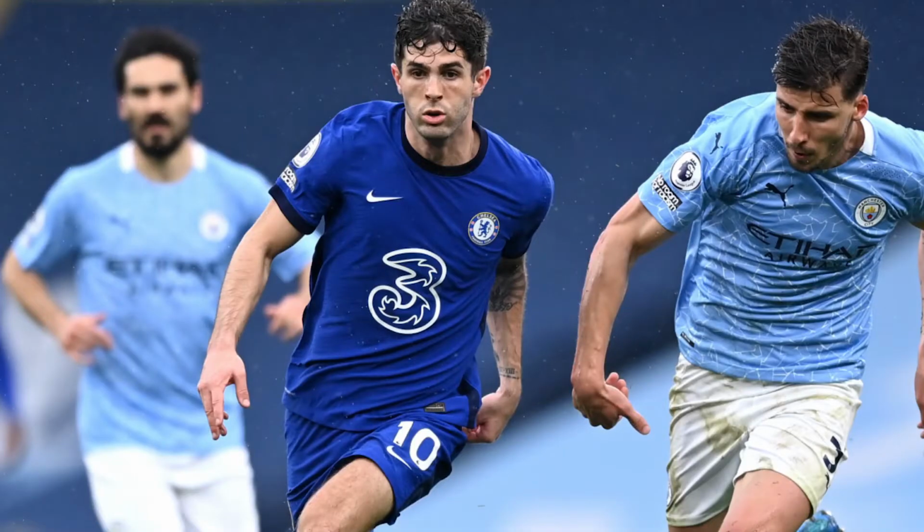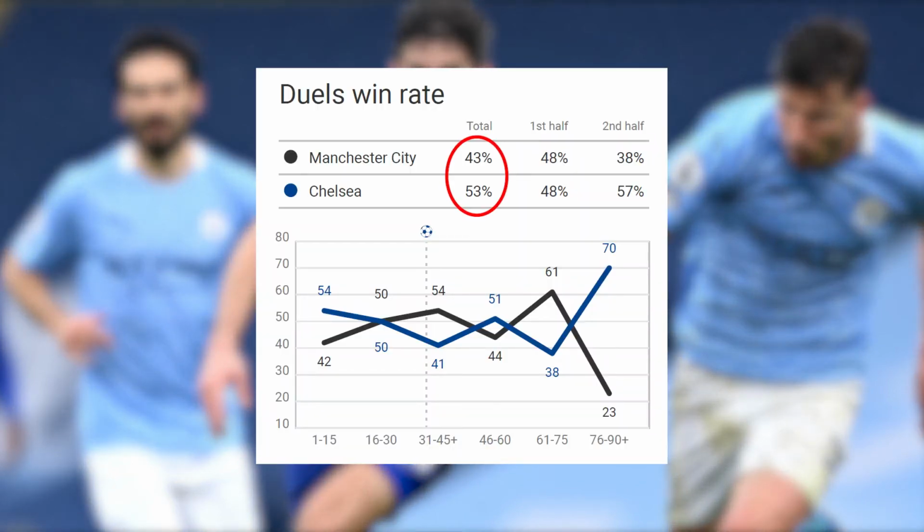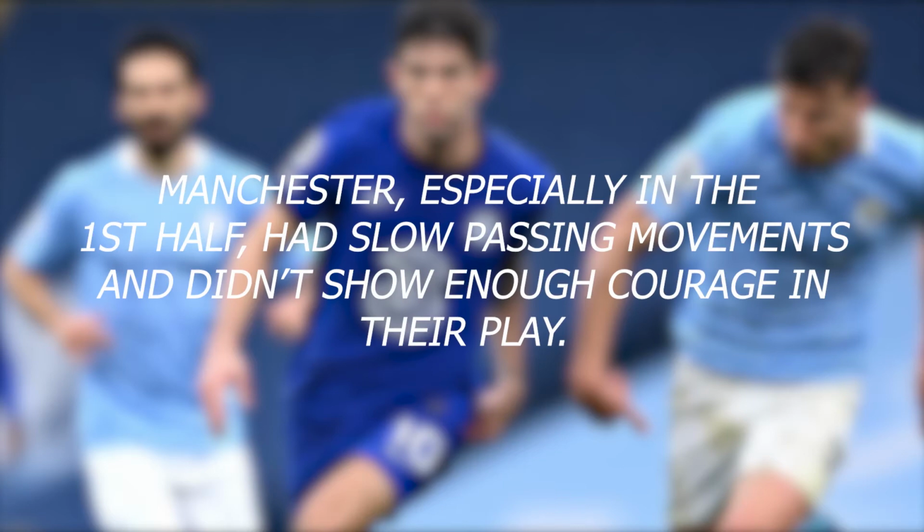In the game, we sensed that there was more intensity coming from Chelsea than Manchester City, and this is the duel win rate, and we can see that Chelsea had almost 10% more than Manchester City. Another stat we can see is the passing stat. A lot of the passing was done by City, but if you see the key passes, Chelsea had more of it. Manchester City, especially in the first half, had slow passing movements and didn't show enough courage in their play.